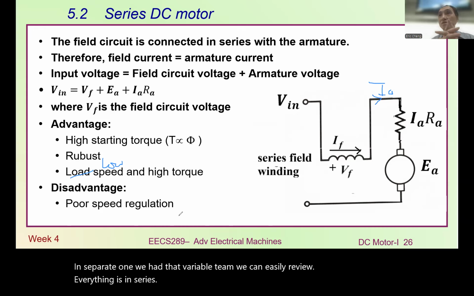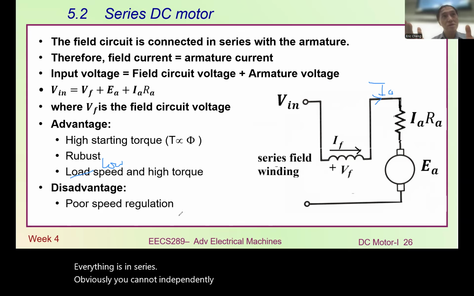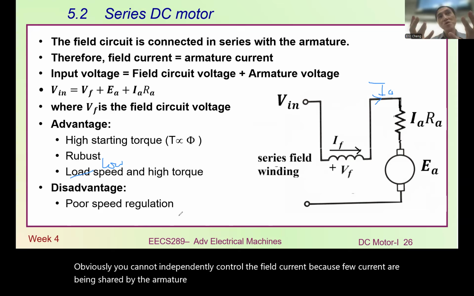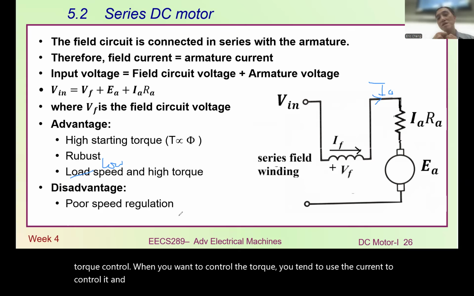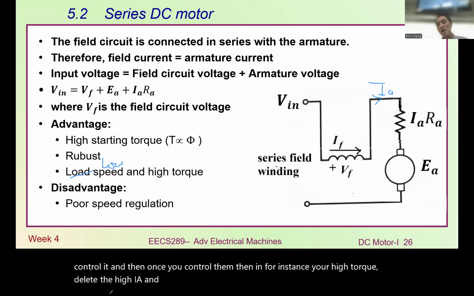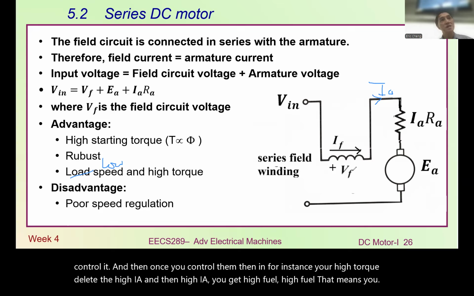Obviously, you cannot independently control the field current because the field current is shared with the armature current. Armature current we usually use for torque control. When you want to control the torque, you use the current to control it. For instance, if you want high torque, you need a high IA, and then high IA gives you a high field. High field means you cannot have field weakening.